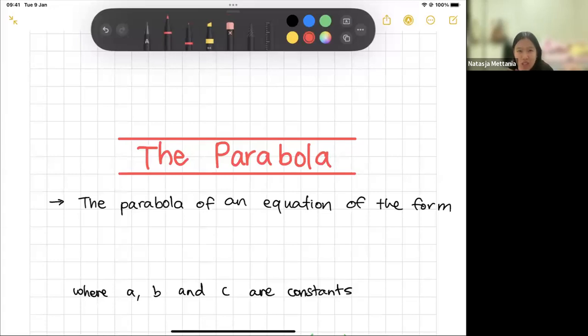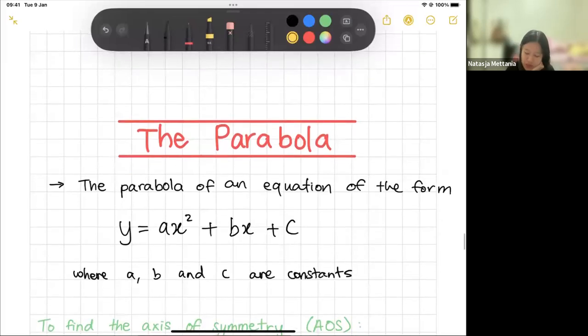So you've done this in your first lesson, but let's just have a little recap. This is the equation of the parabola, which is y equals ax squared plus bx plus c. Okay, this is where a, b, and c are constants. They are just numbers. It can be positive or negative. Okay, that is my equation for parabola.